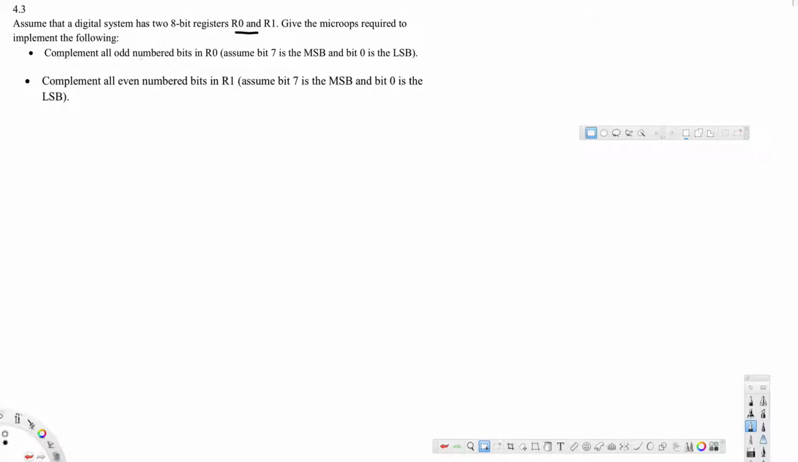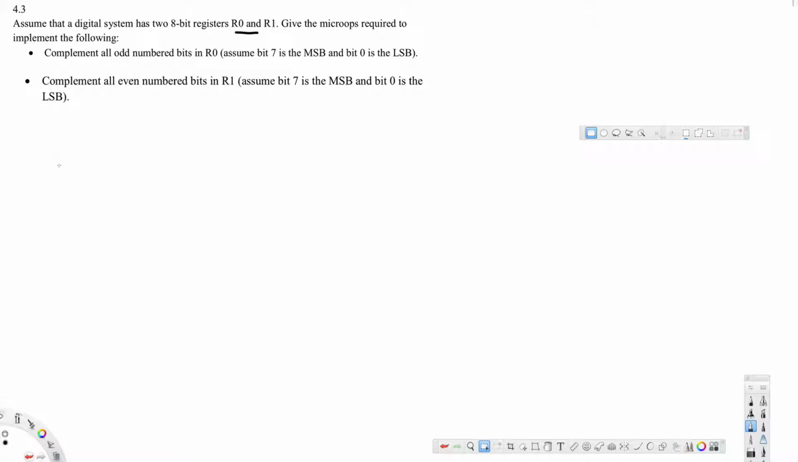The first one is asking, complement all the odd numbered bits in R0. Assume bit 7 is the MSB and bit 0 is the LSB. The second part is asking, complement all even numbered bits in R1. Assume bit 7 is the MSB, and bit 0 is the LSB.